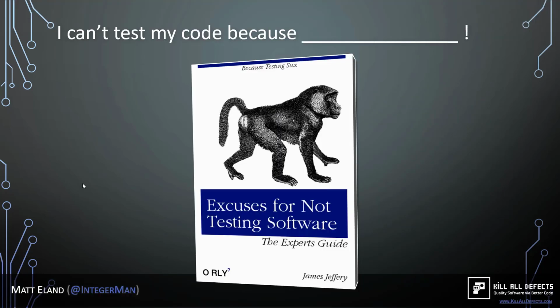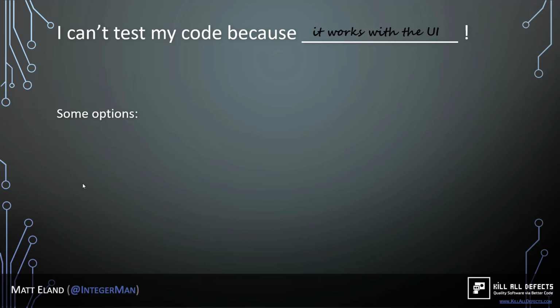Okay, so you hear developers whining about unit tests. It's like, I can't write my test because blank. And developers are creative, so they have a lot of different things. So let's talk about some of these. I can't test my code because of blank. So I can't test my code because it works with the user interface. So some options. Well, you could say, hey, we're not going to write unit tests around the user interface. We're going to have our quality assurance people do that, or we're going to do something like that.